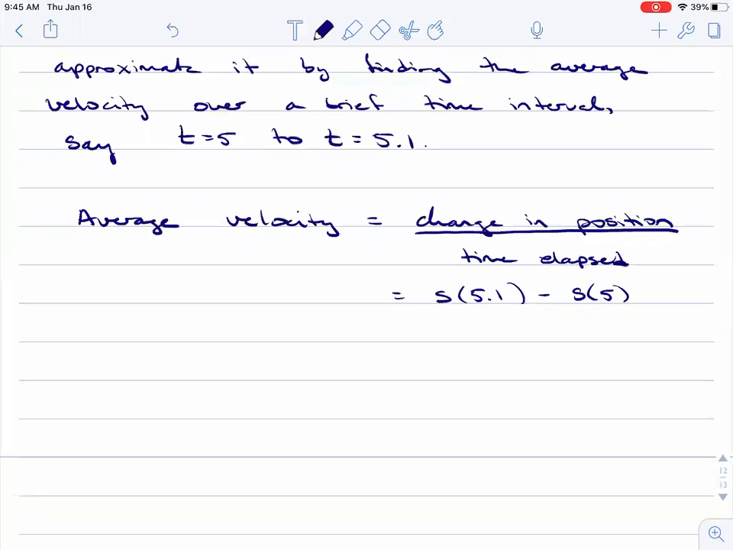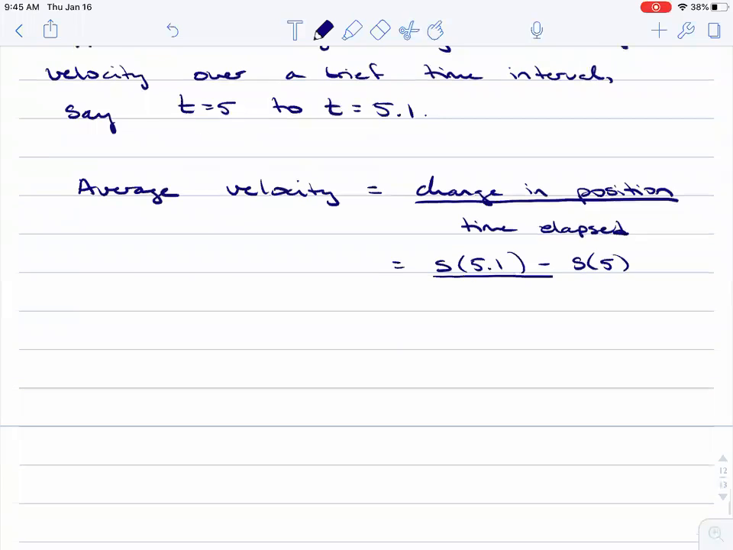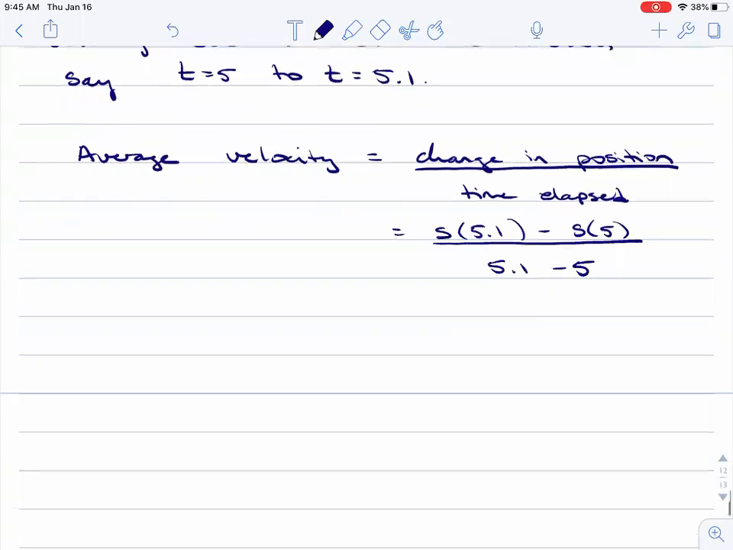Presumably, I've gone further after 5.1 seconds than I have after 5 seconds, and so that's why I'm doing the distance after 5.1 seconds minus the distance after 5 seconds, over, and then between 5.1 and 5 seconds, I've gone 0.1 second. And so I can replace s of 5.1 by 4.9 times 5.1 squared minus 4.9 times 5 squared over 0.1.